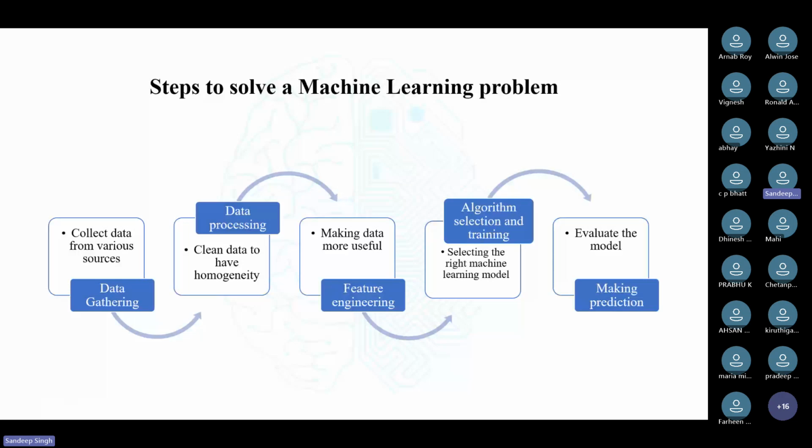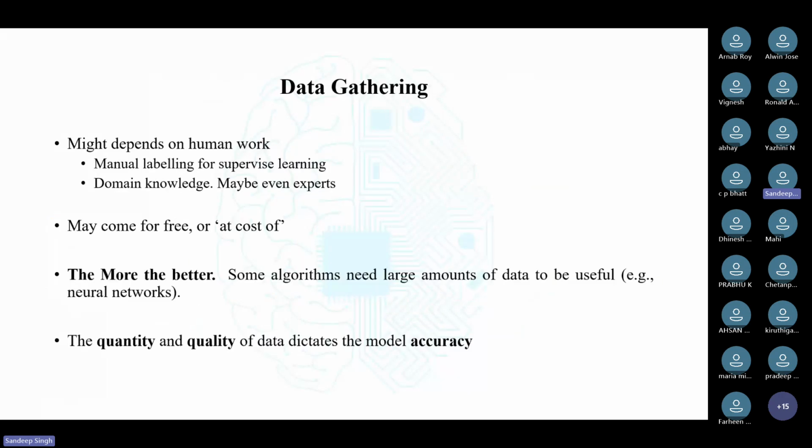The third step is feature engineering. You have collected the data, you have processed the data, but all the data is not useful for any program. So you have to extract the main features of that particular data. Like in the CT scan, you can remove the background from whatever your region of interest is. Then the fourth is algorithm selection, and the final is making the prediction. We'll go one by one for that.